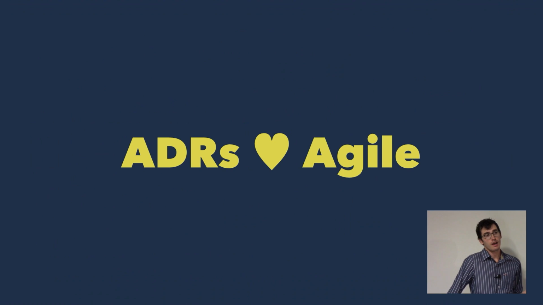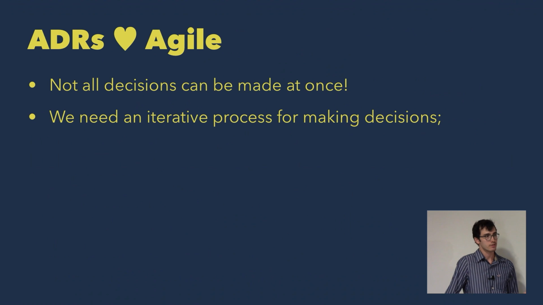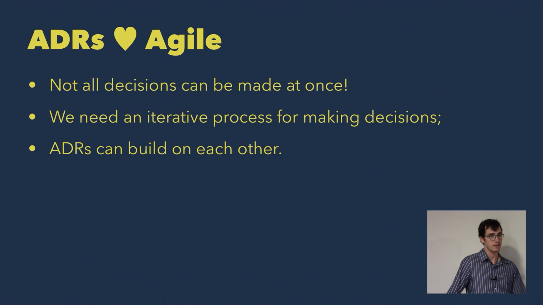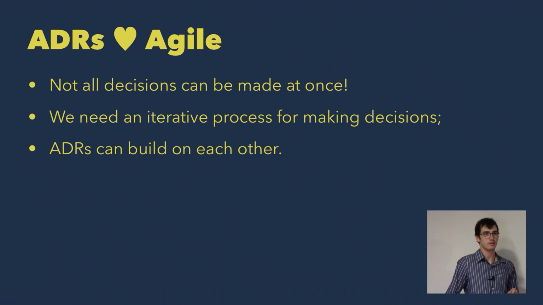So in my opinion, ADRs have a good relationship with agile development. The idea is just that not all decisions can be made up front, right? You can't make all the decisions about your application before you even build it. So ADRs happily go along with an iterative approach. And this process for making decisions can be iterative as well. Because ADRs can supersede each other and they're only relevant to the context when they're created, they can build on top of each other too, right?